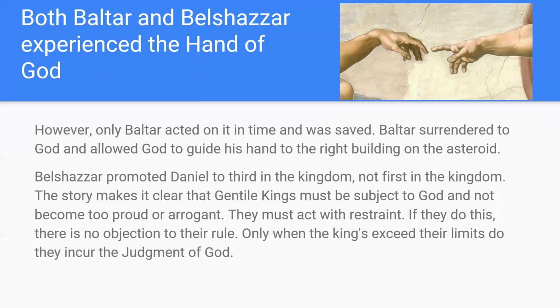On the other hand, Belshazzar promoted Daniel to 3rd in the kingdom, not 2nd or 1st. Actually, 2nd in the kingdom was a priest of the idols. So Daniel was still subservient to this priest.